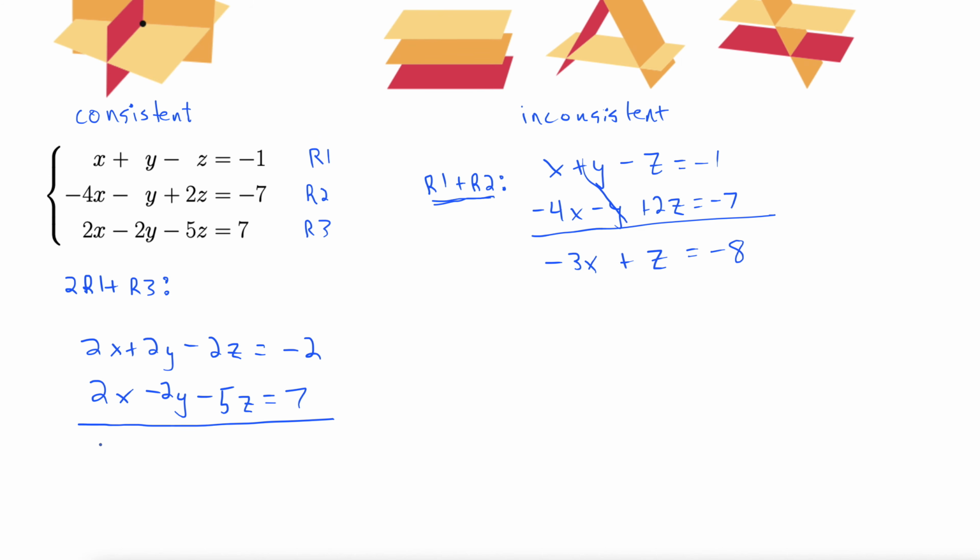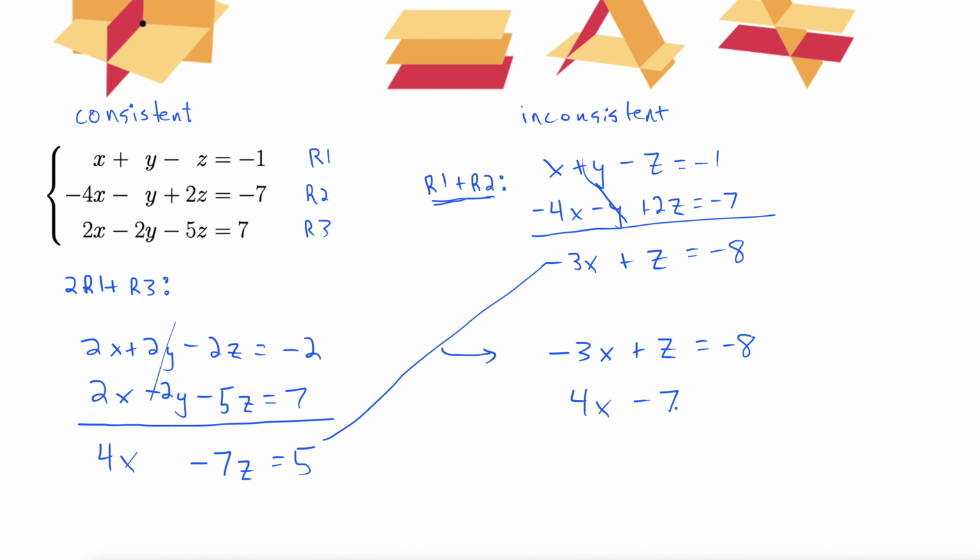Okay, 2x plus 2x, 4x. The y's cancel out. That's what we intended to have happen. Minus 7z equals 5. All right. And look what we have now. We have an equation here, an equation here. We combine these two together into a new system of two equations, two unknowns. So let's do that. Negative 3x plus z equals negative 8. And 4x minus 7z equals 5.